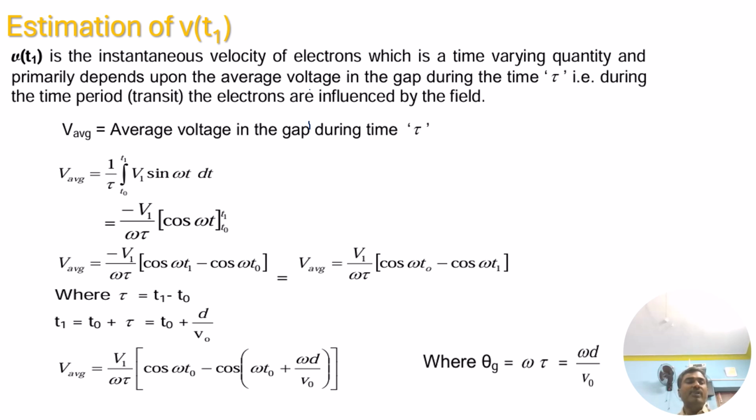Finally, we will get V1 by omega tau into cos omega t naught minus cos omega t1. So from this we can write t1 equal to t naught plus tau. So t naught plus tau can be written as d by v naught. Then finally you substitute t1 in the place of cos omega t1. The final expression can be obtained as V average equal to V1 by omega tau into cos omega t naught minus cos of omega t naught plus omega d by v naught, where omega d by v naught equal to theta g, which is nothing but the angular phase shift.